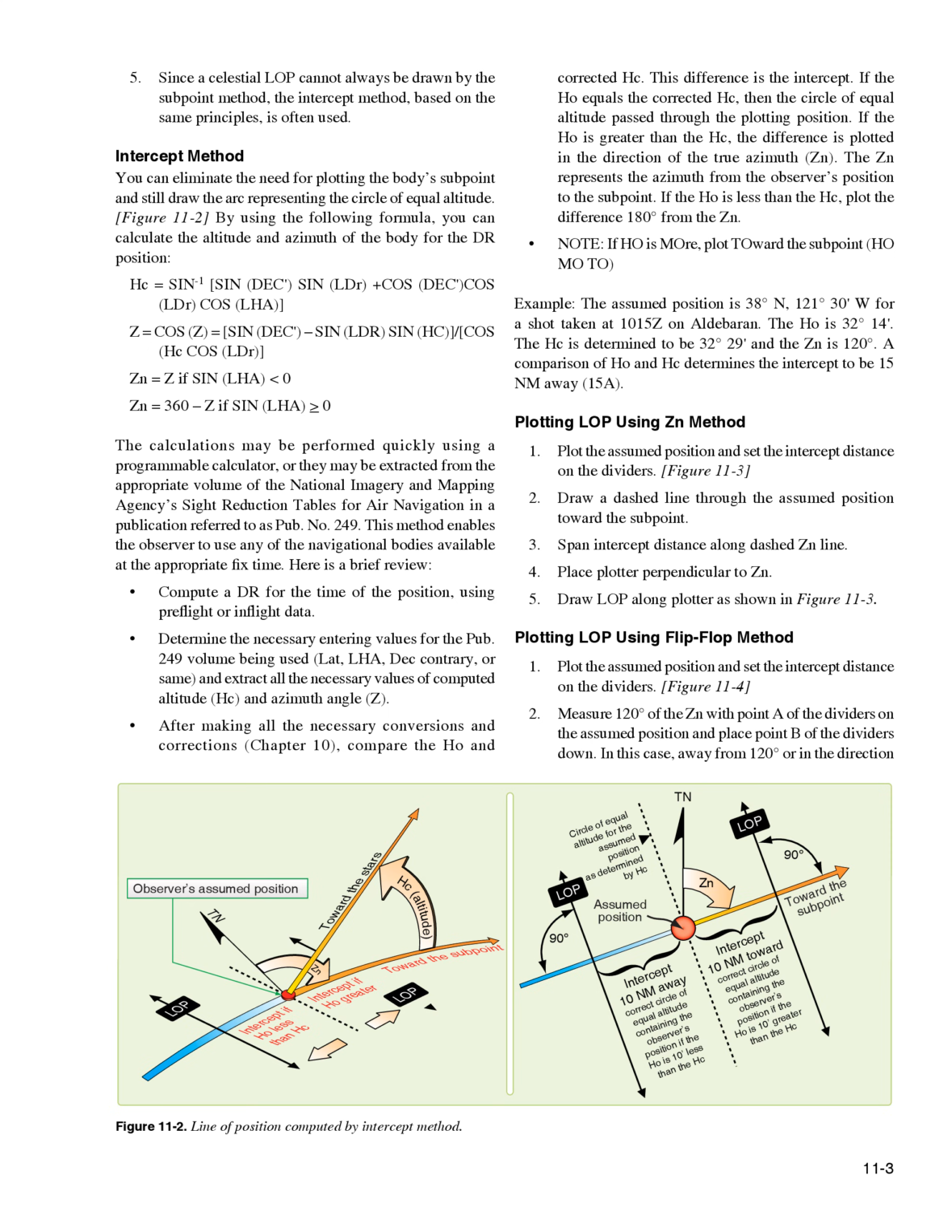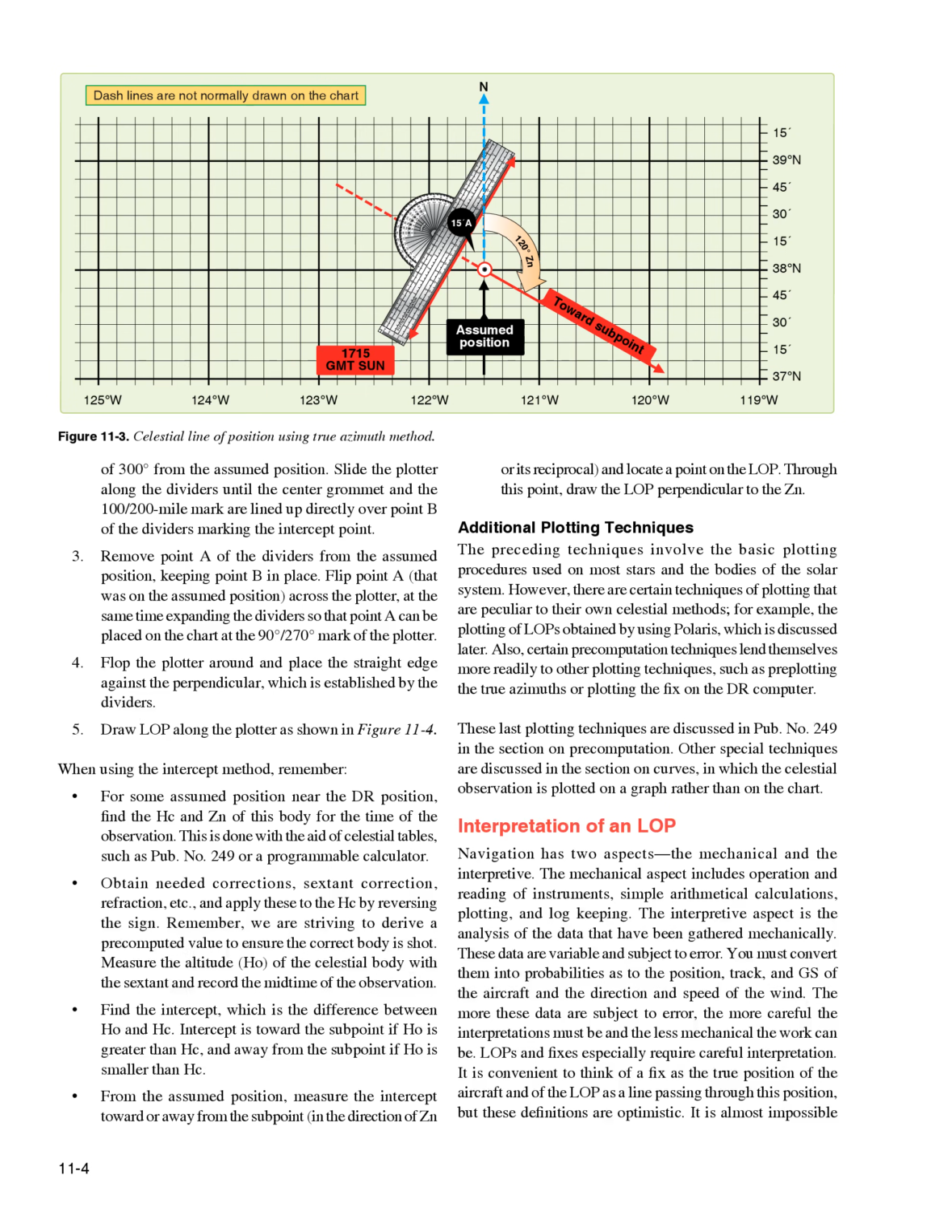Plotting the LOP using the flip-flop method. 1. Plot the assumed position and set the intercept distance on the dividers. 2. Figure 11.4. Measure 120 degrees of the Zn with point A of the dividers on the assumed position and place point B of the dividers down. In this case, away from 120 degrees, or in the direction of 300 degrees from the assumed position. Slide the plotter along the dividers until the center grommet and the 100-200 mile mark are lined up directly over point B of the dividers, marking the intercept point.